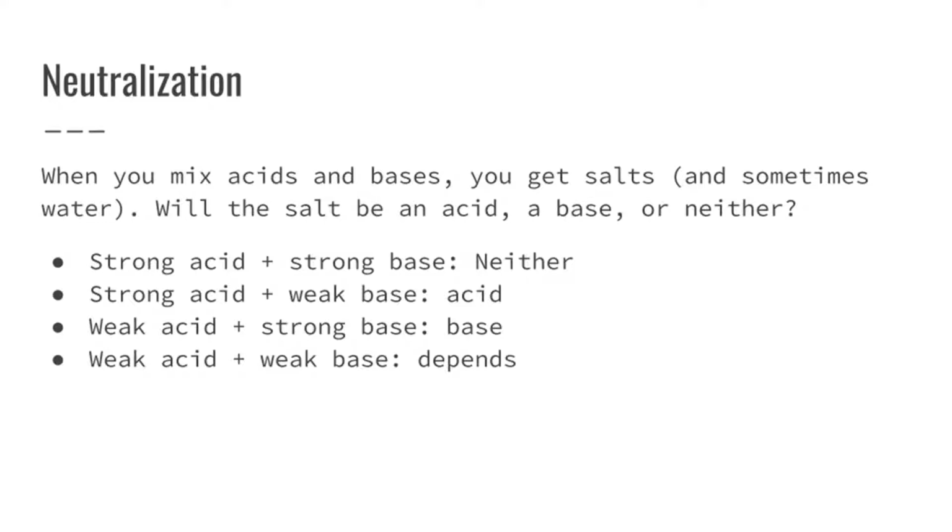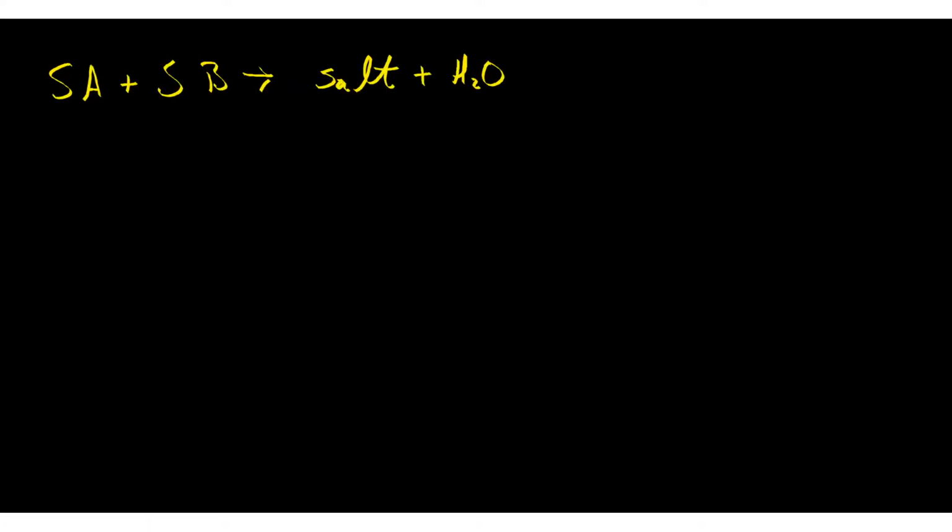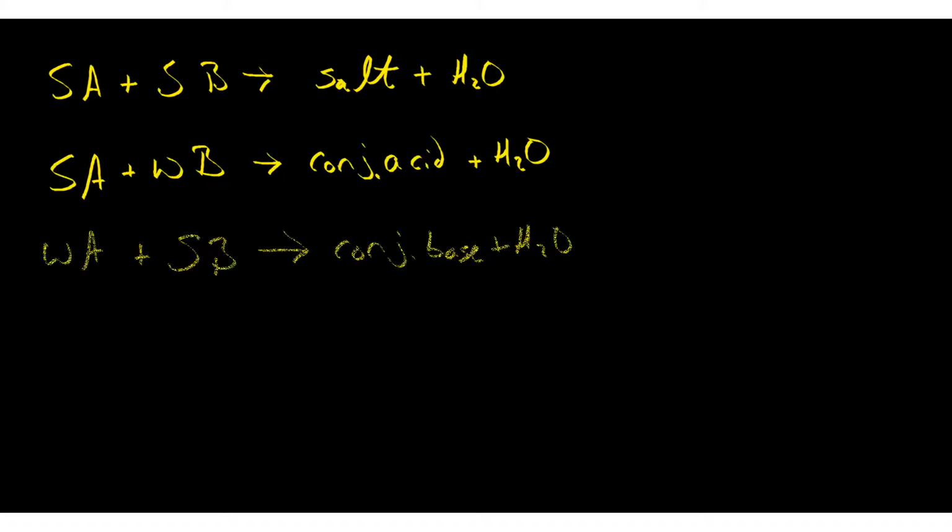Why is that? Well, a strong acid and a strong base, neither of those have conjugates. It's just salt and water. There's no acidic or basic function left after those two have reacted. But a strong acid and a weak base, the weak base is going to produce a conjugate acid. So the resulting salt is going to be a weak acid itself. So after the neutralization, you're going to have an acidic solution. Similarly, a weak acid and a strong base, you're going to get a conjugate base as a product. So you're going to have a basic solution.